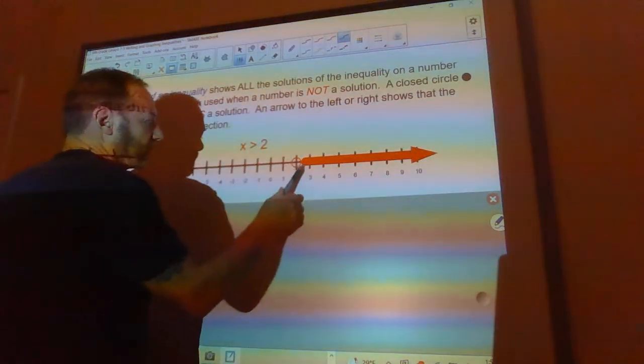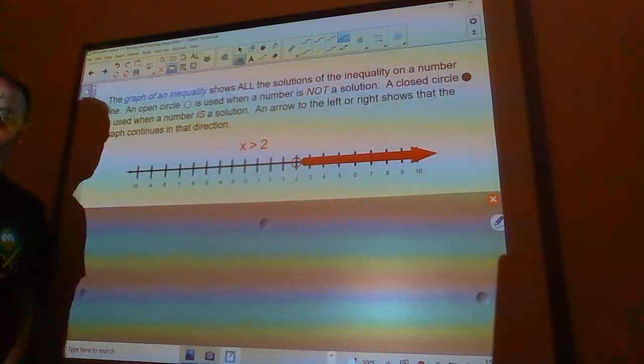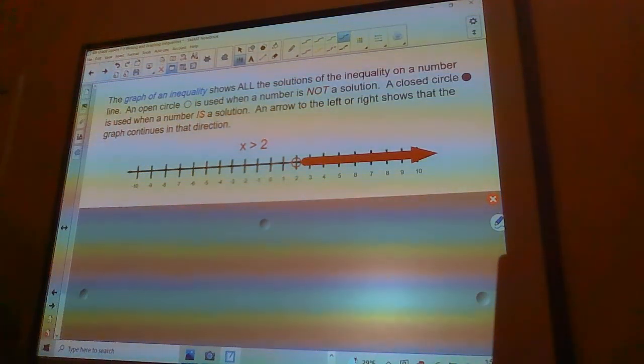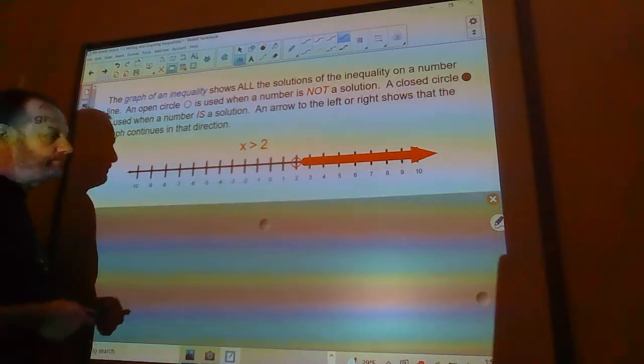Now what this open circle means is everything right up to 2 is an answer. So 2.0000001 would be a solution to this, because it's just a tiny bit bigger than 2. But 2 is not.